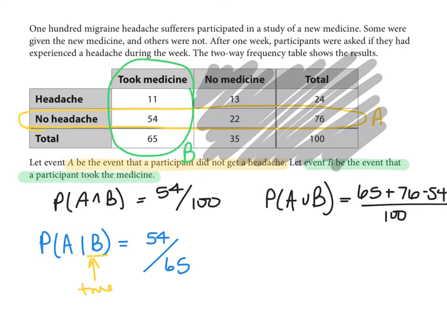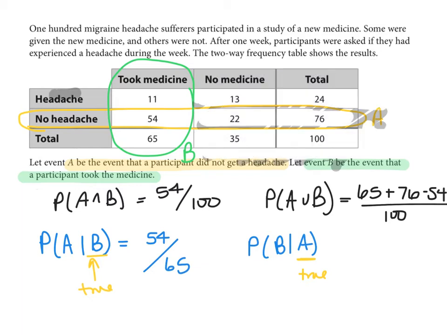All right, so let me show you another one. Let's do the probability of B given A, because you can go the other way. This time we know that A is the true statement. So we already know that they did not have a headache.